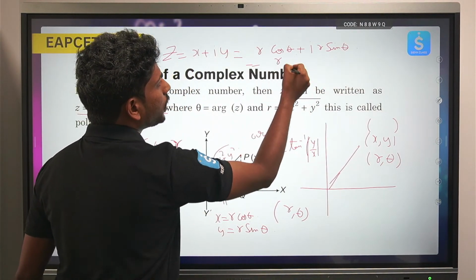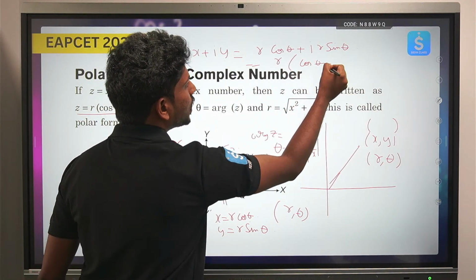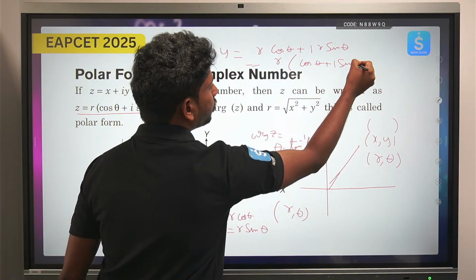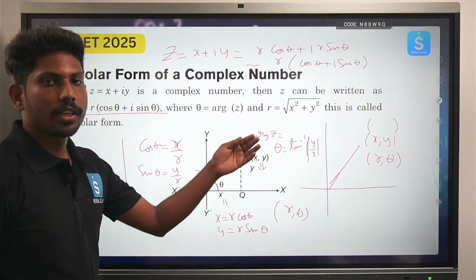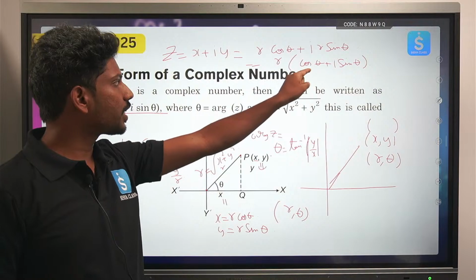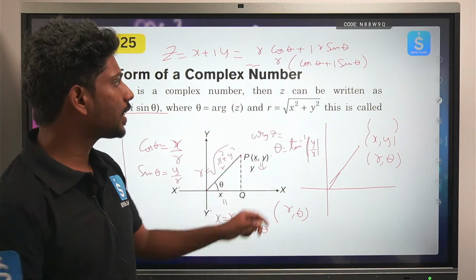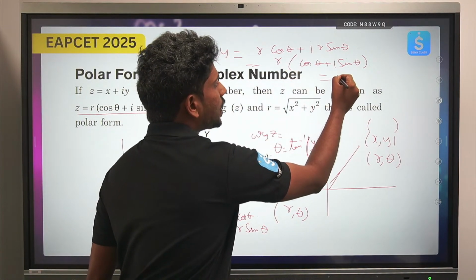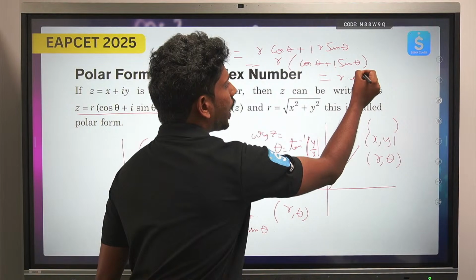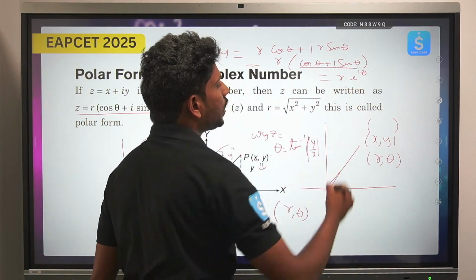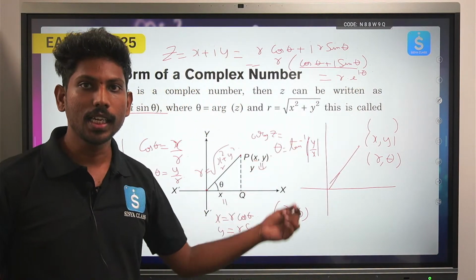So if you take common, this will become cos theta plus i sin theta. And in fact you can furthermore establish this relation for cos theta plus i sin theta. You can just write this as r into e power i theta. This cos theta plus i sin theta, he will always call this as cis theta.